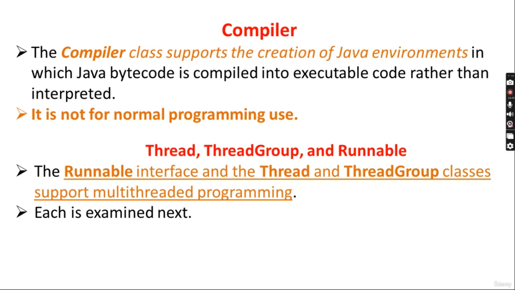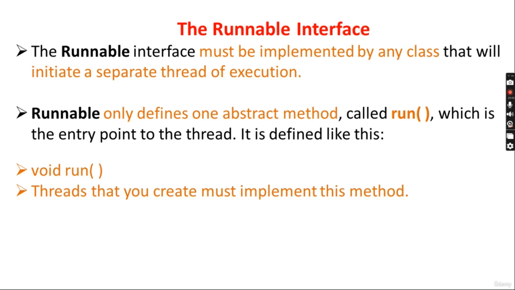Thread, thread group, and runnable. The runnable interface and the thread and thread group classes support multi-threaded programming. So now we will see each of them. Runnable interface, thread and thread group. The runnable interface must be implemented by any class that will initiate a separate thread for execution. We have already seen this much in multi-threaded programming.